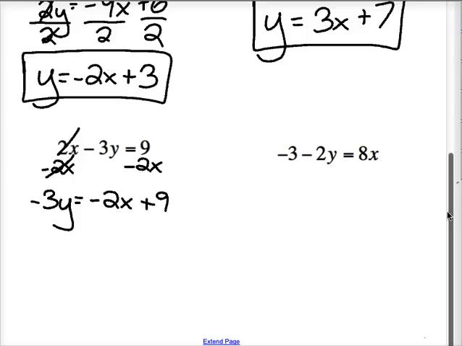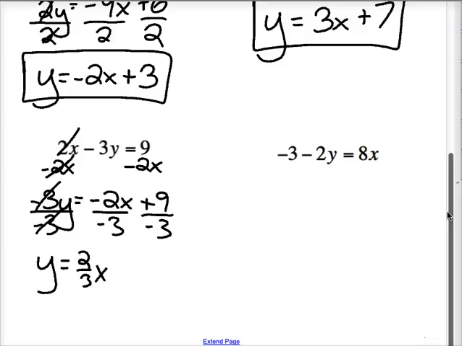So now to get the y by itself, I need to divide by anything that's with it. So I'm going to divide by negative 3. So now I have y equals, well, negative 2 divided by negative 3. Well, that's going to give me a positive 2/3. Negative divided by negative is positive. 9 divided by negative 3 is a negative 3. And there's my equation in slope-intercept form.